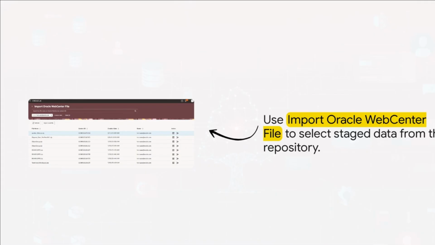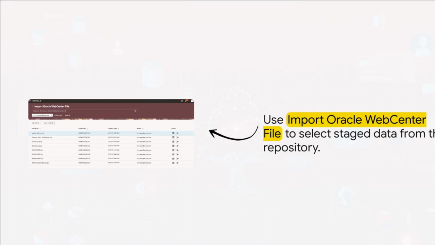The second method is for files that are already staged in the content repository. For this, you simply use the Import Oracle Web Center File option, and that lets you browse your UCM account. And notice, once you select your file, you'll see the exact same submission panel that we saw before. This gives you that really consistent control over things like error thresholds, concurrency, and scheduling, no matter where your file is actually coming from.